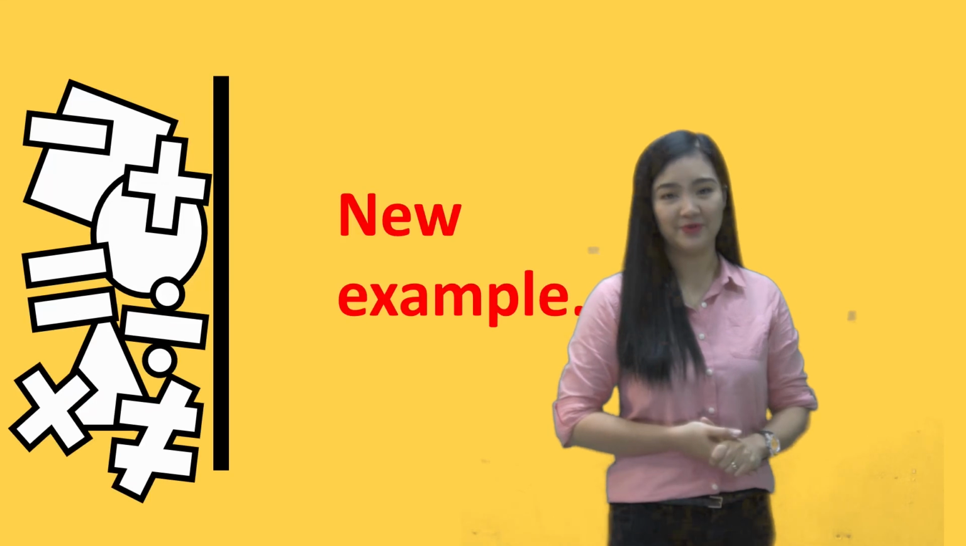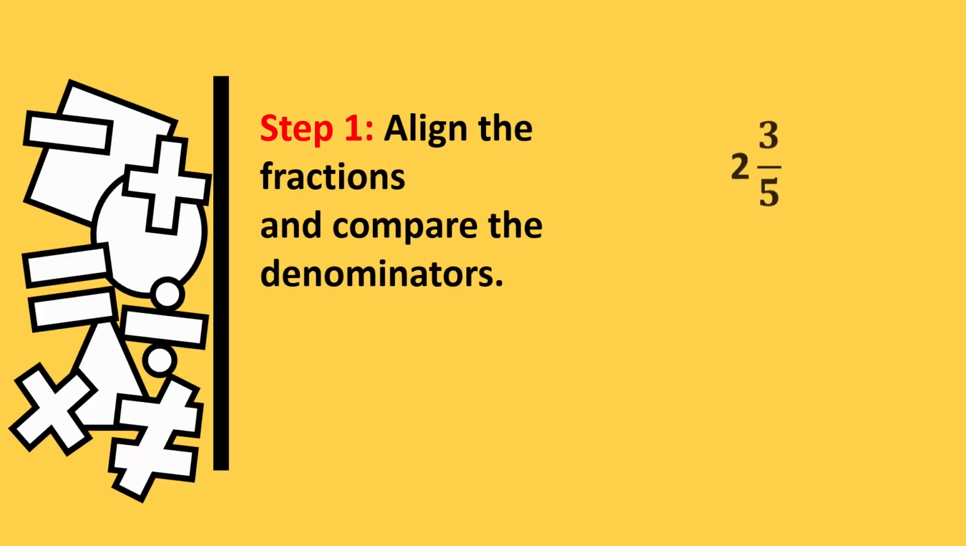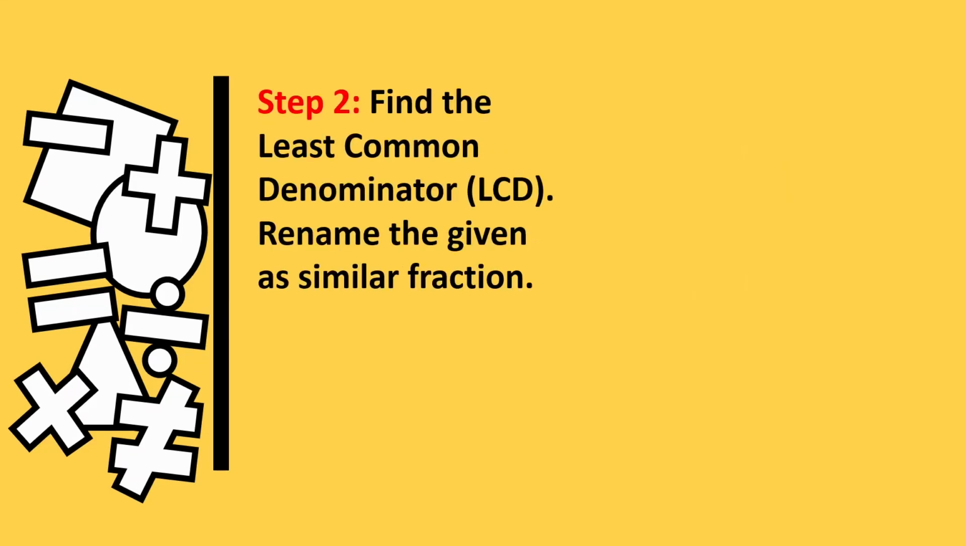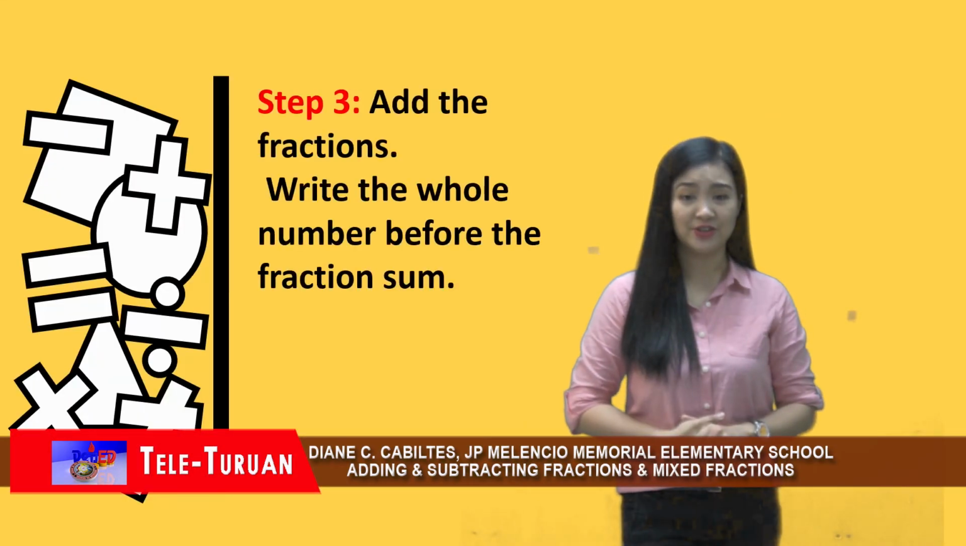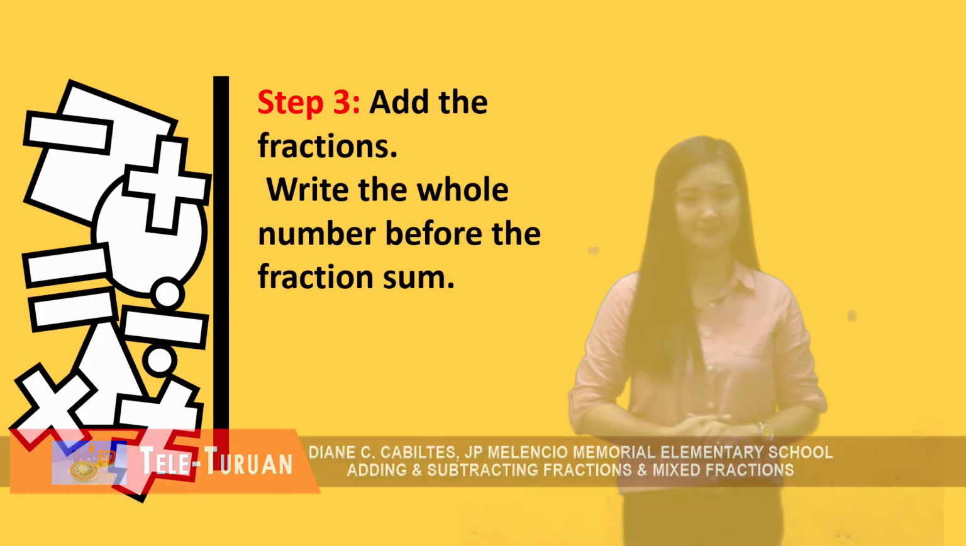Let's have more examples. Help me find the sum of these fractions. 2 and 3/5 plus 1 and 1/5. Step 1. Align the fractions and compare the denominators. We have 2 and 3/5 plus 1 and 1/5. Step 2. If the fractions are dissimilar fractions, find the least common denominator or LCD. Rename the given as similar fractions. They are similar fractions, so we proceed to step 3.